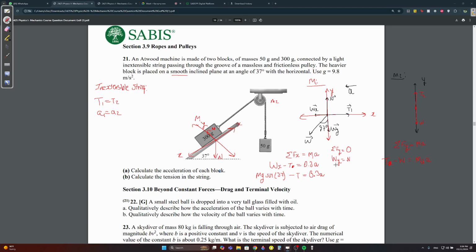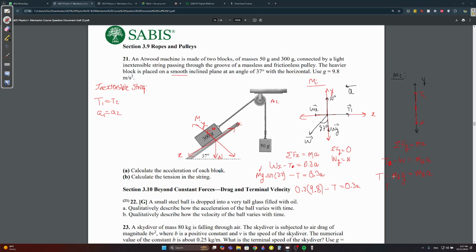Okay. Here, we don't really need it now because we're trying to find acceleration. T minus W is equal to m2a. W, in this case, is equal to m2g, right? Equals m2a. Okay, now substitute the mass. Our mass here is 0.3. Our g is 9.8. Minus T is equal to 0.3a.